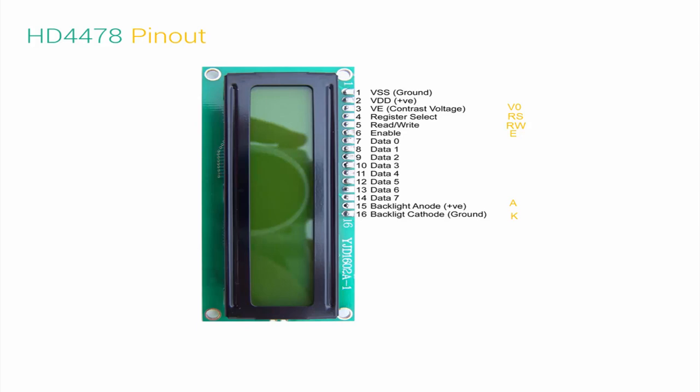Out of these 16 pins, 8 pins are used for sending data. These 8 pins send 8-bit data, and the other 8 are used for providing power to the LCD, selecting whether to send a command or data to the LCD, changing the contrast of the LCD, turning the backlight on or off, or writing or reading from the LCD. Let's take a closer look at the pin descriptions.